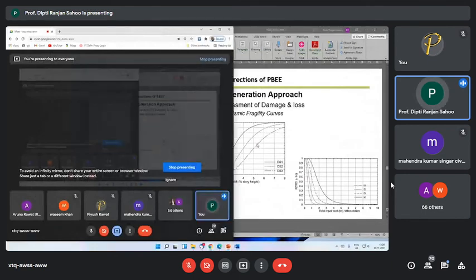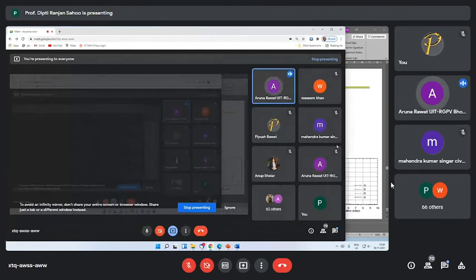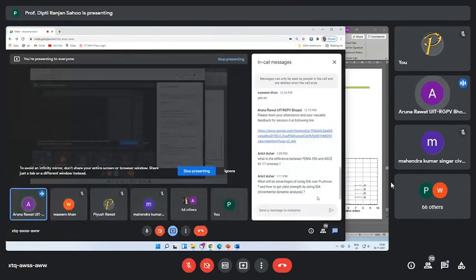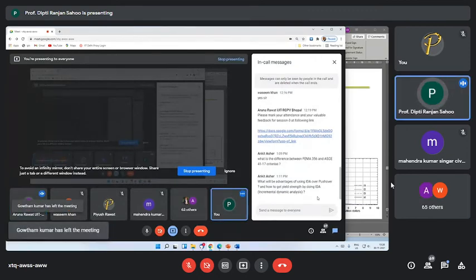Any questions from the participants? Sir, there is a question in the chat box from Ankit. What is the difference between FEMA 356 and ASCE 41 criteria? Exactly the same? No, not so. Essentially, in 2000, FEMA 356 came up, and mostly the same thing actually became the code of ASCE 41.